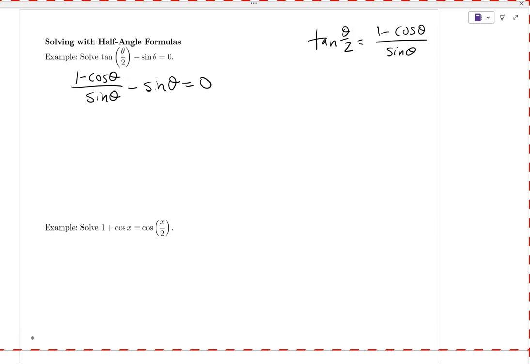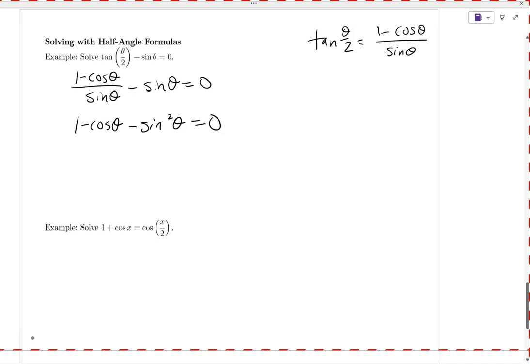The fraction, right? So probably the first thing I would want to do is clear the fraction. So what can I do to clear the fraction? Yeah, multiply both sides by sine. When we do that, we'll get 1 minus cosine theta minus sine squared theta equals 0. Because I'll have to distribute the sine on both sides to both terms, right? When I multiply on the left-hand side.